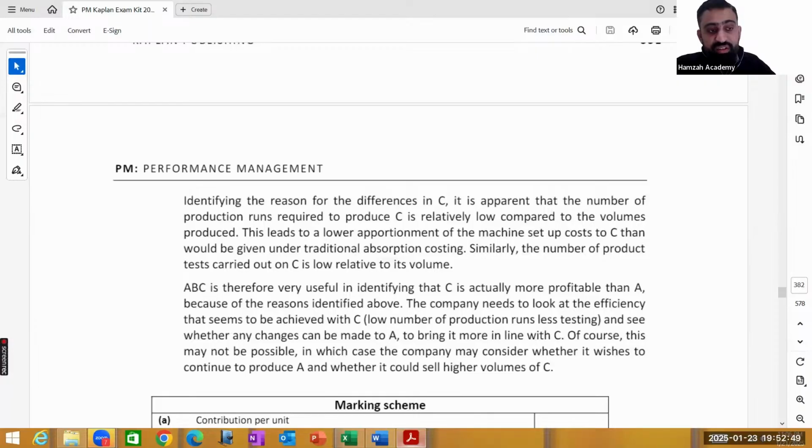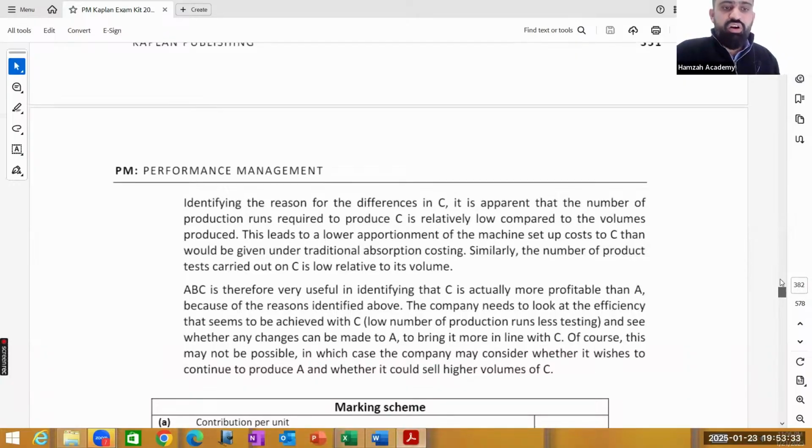And if they discontinue product C because it is loss making under absorption costing, what would happen? It will have a worse impact, because C was actually using less overhead. So A is still there with the higher overhead. After the discontinuation of C, you would find that A has become more loss-making. So ABC definitely helps us to improve the profitability of each product.